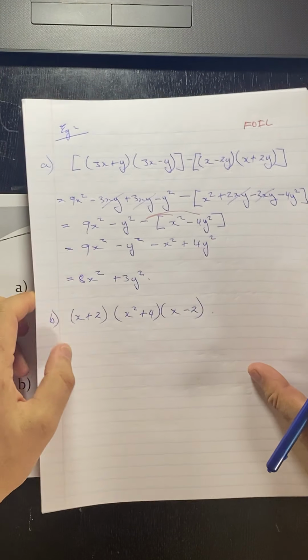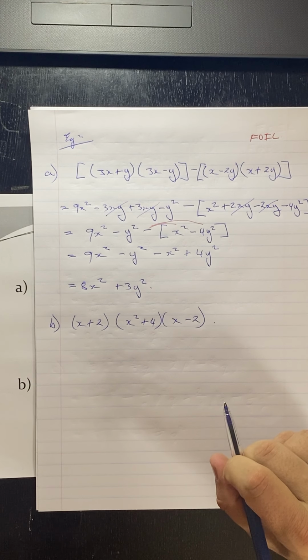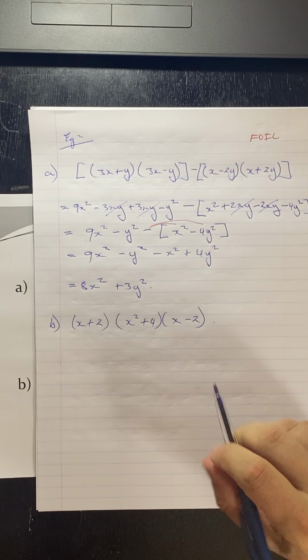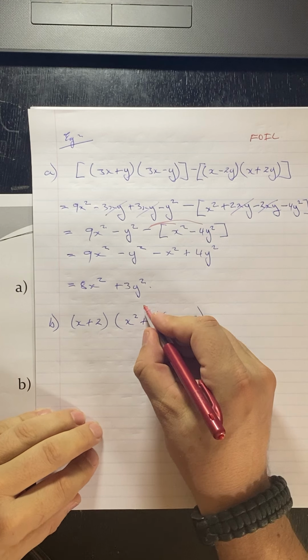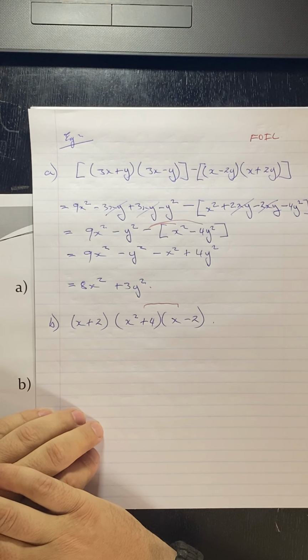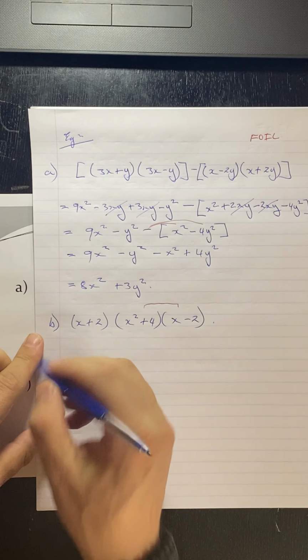All right, grade 10. So now what we've got here is we've got 3 brackets together, okay? And what I'm going to do is I always start with the last 2 brackets. So I'm going to FOIL those 2 brackets first. Leave this one for now. We'll deal with that one in a second, okay?